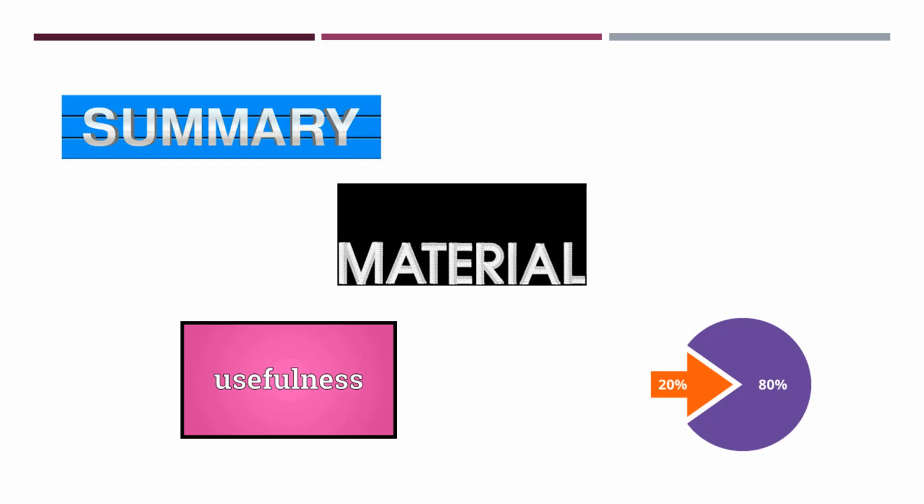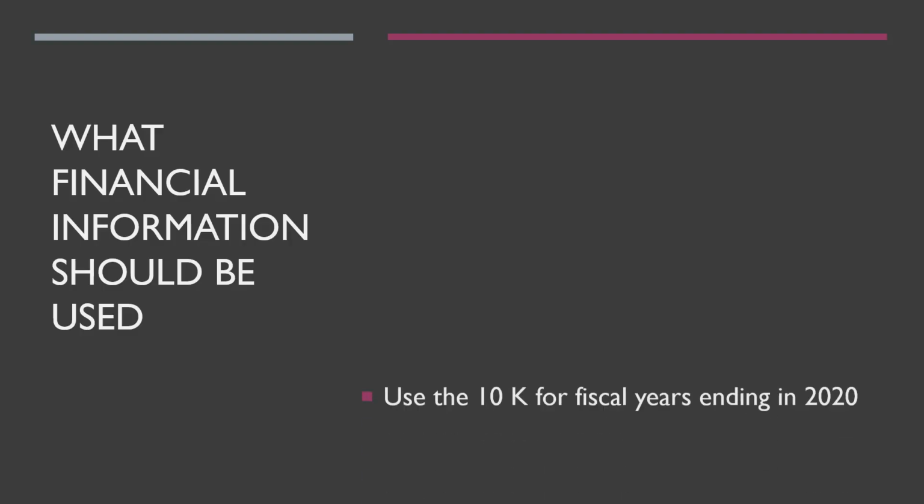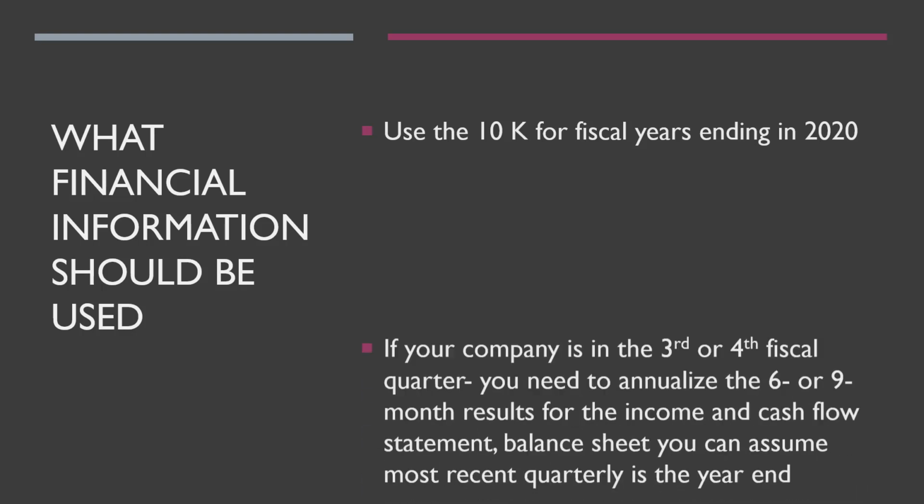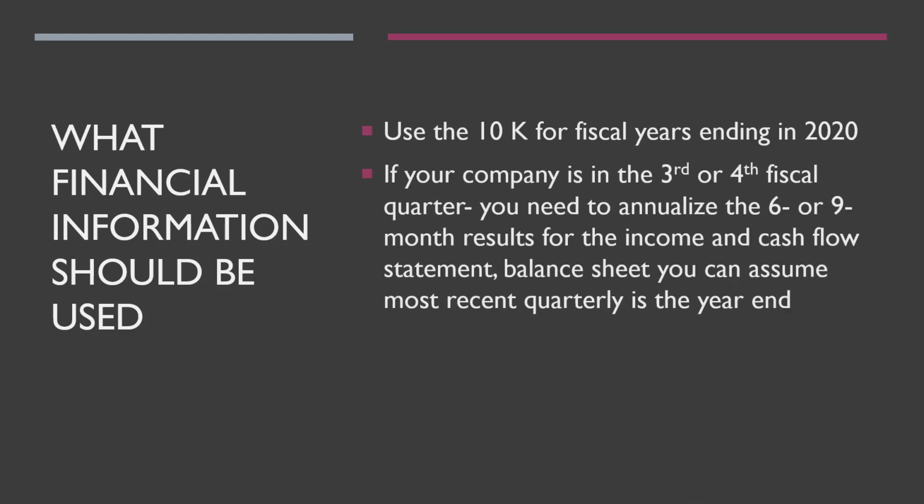What information should be used? Use the 10K for fiscal years that have already ended in 2020. Okay? Now, if your company is in the third or fourth quarter of their fiscal year, then you need to annualize the 6 or 9 month results for the income and cash flow statement. For the balance sheet, you can assume the most recent quarter is the year end.